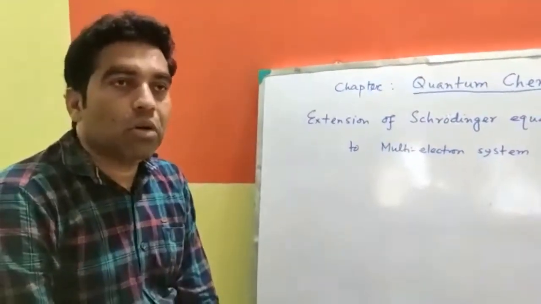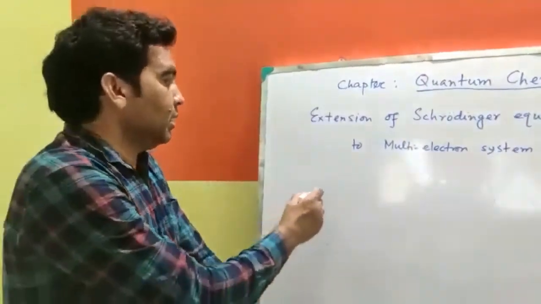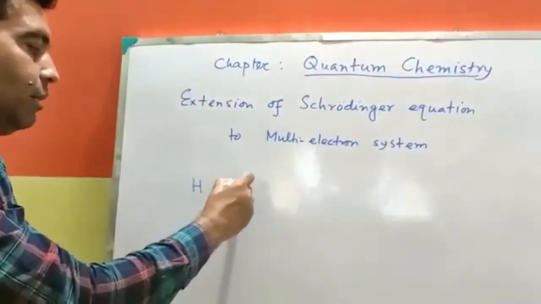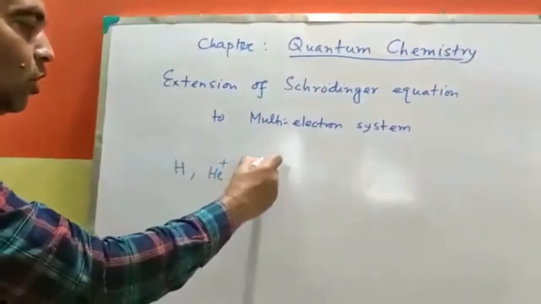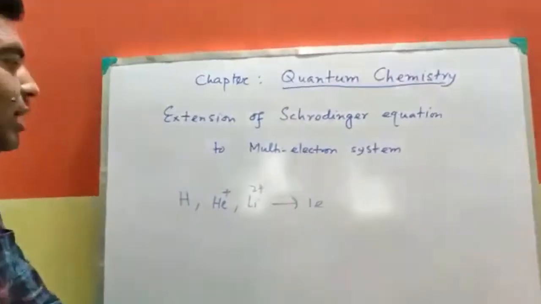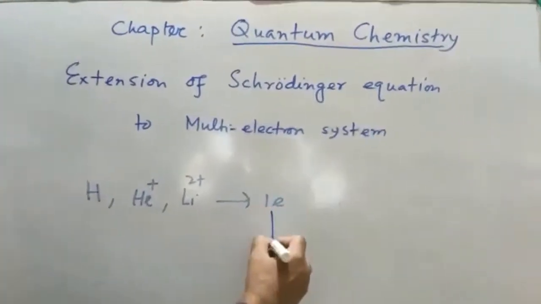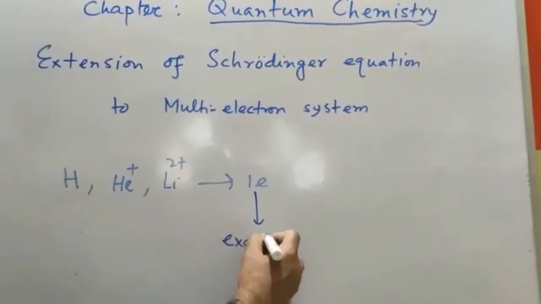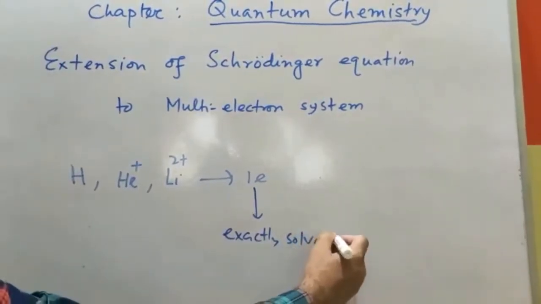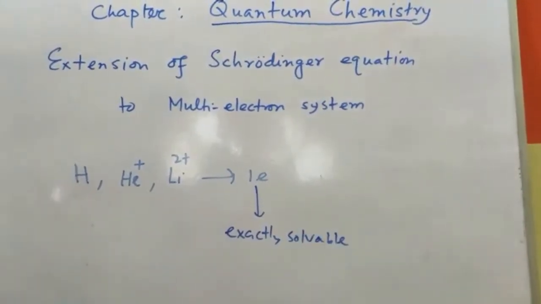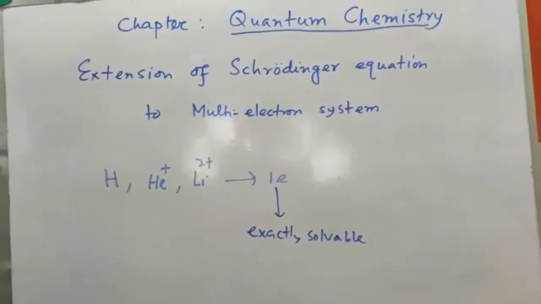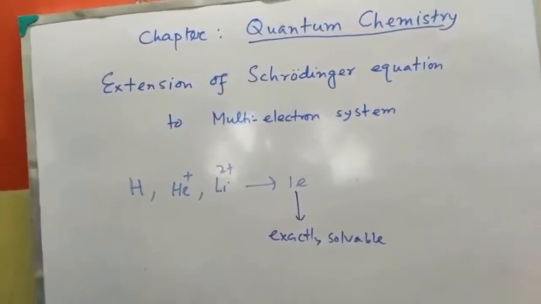So the hydrogen atom or hydrogen-like systems like helium plus, lithium 2 plus, are all one electron systems. So these one electron systems are exactly solvable. But what about the other systems which have more than one electron? The simplest example is the helium atom.